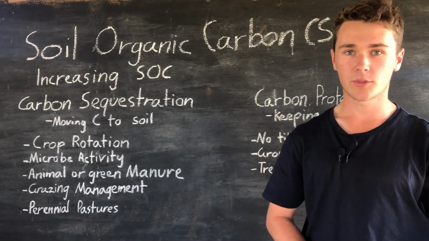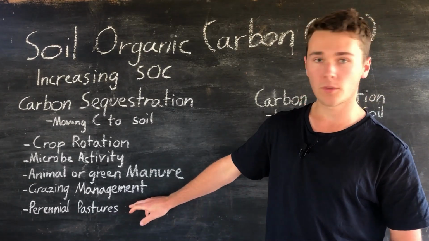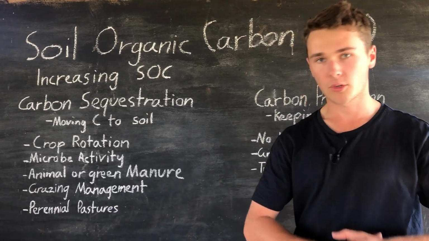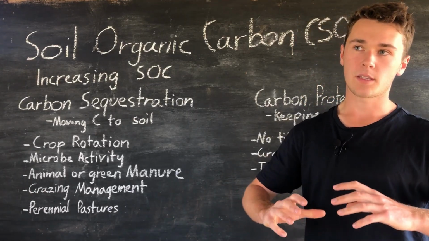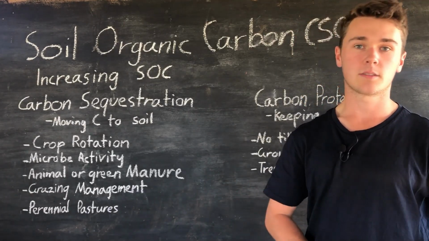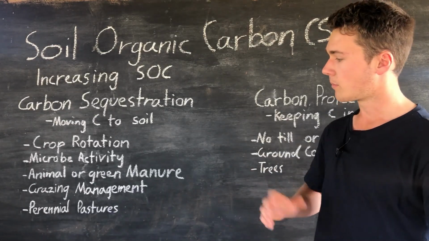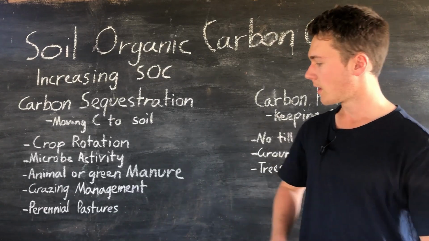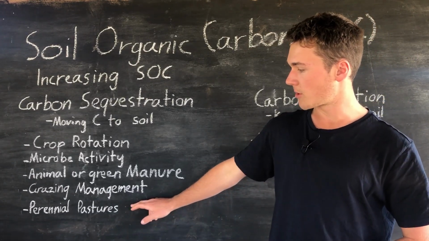That will hold your soil together, but it'll also move carbon into your soil through the roots. So that when this perennial dies, the roots will decompose and the carbon is already in the soil. You don't need to move that green manure into your soil, it's already there. So we can use perennial pastures.